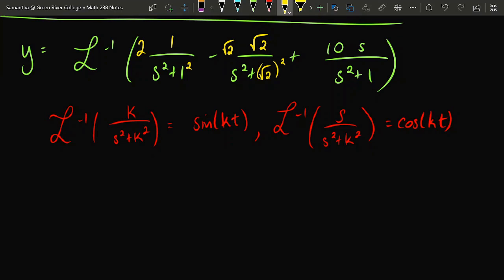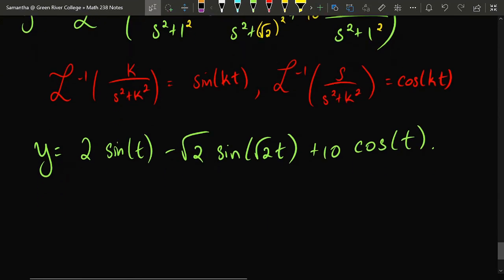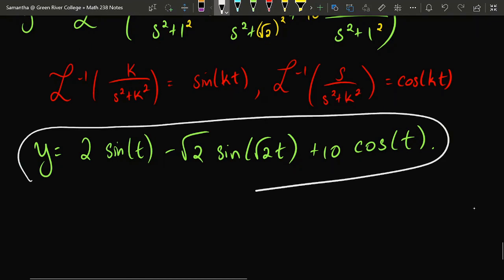In the last entry, we have s divided by s squared plus number squared, but we have an extra copy of 10 in the numerator. To fix that, I'm just going to move that 10 so that it's a constant multiple off to the side. And having done that, we can now use linearity and the entries in the table to find the solution. 2 times sine of 1 times t minus square root 2 times sine of root 2 times t plus 10 times cosine of 1 times t. So this function would be the solution to the initial value problem that we were given.